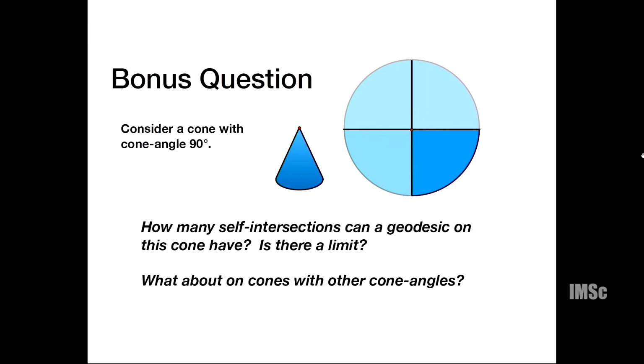Okay, so maybe a quick bonus question we could think about. If we have a 90-degree cone again, how many self-intersections can a geodesic have on this cone? Is there a limit? Yesterday we thought that there's infinitely many, but are there really infinitely many self-intersections that a geodesic can have? Using an N-sheeted covering, can we try and see more clearly how many self-intersections a geodesic can have on this cone and whether there's a limit? So let's just look at this 90-degree cone and think, how many self-intersections can a geodesic have? We've seen it physically that it can have at least 1. Can it have more than 1?